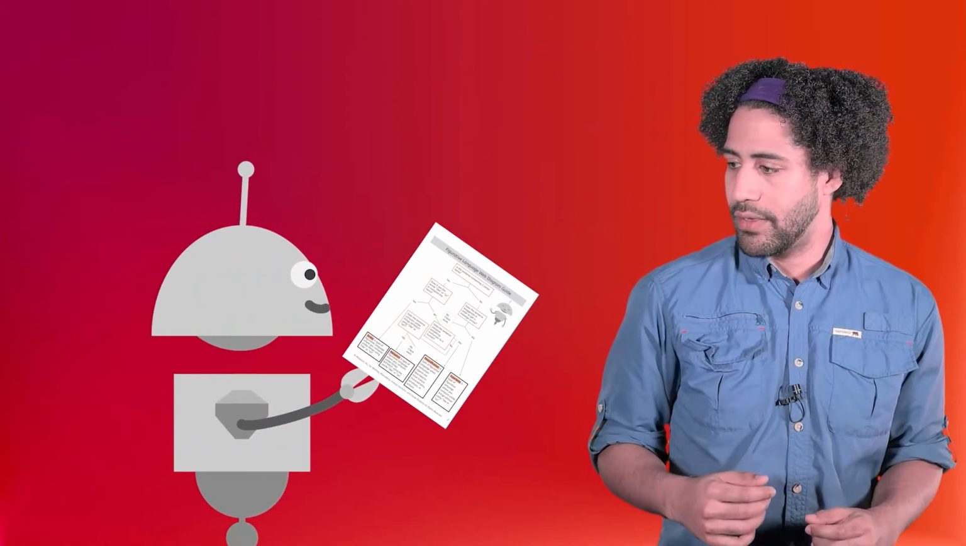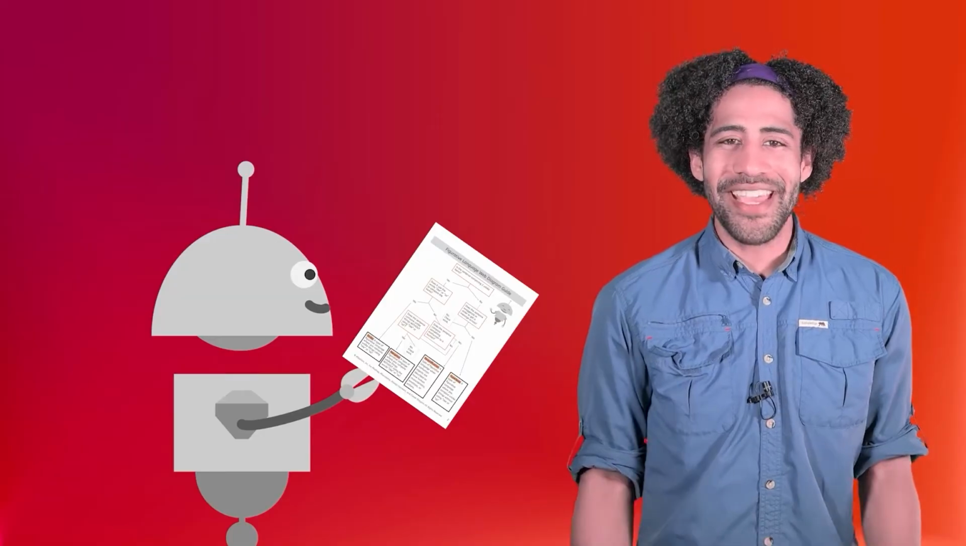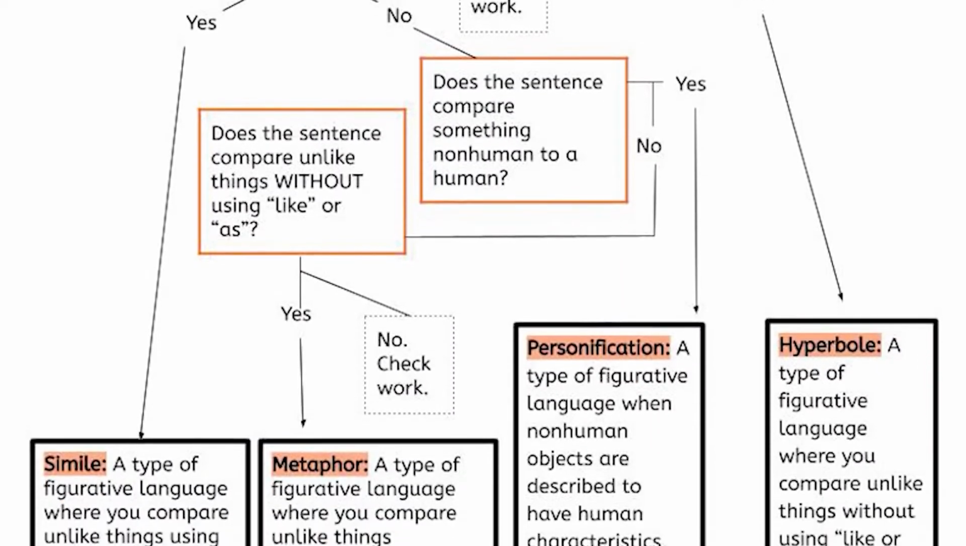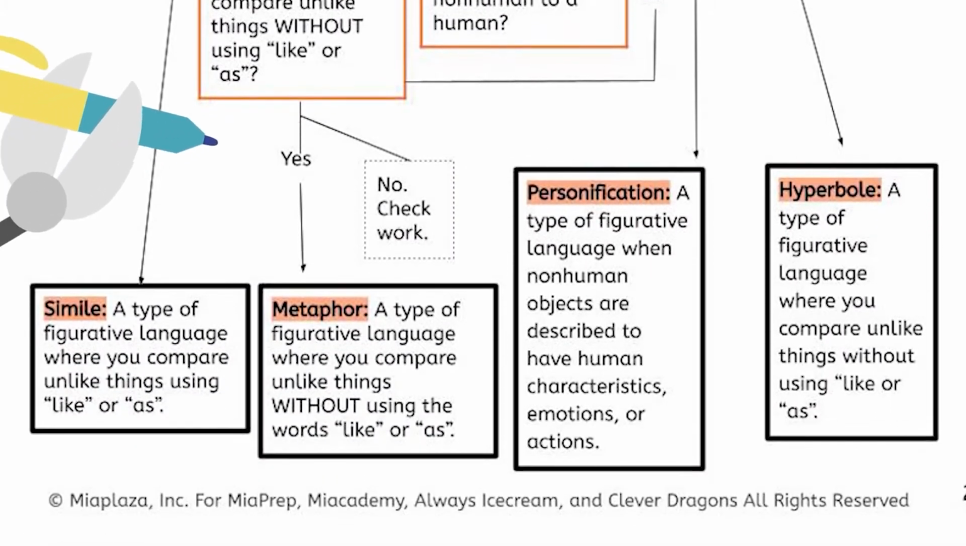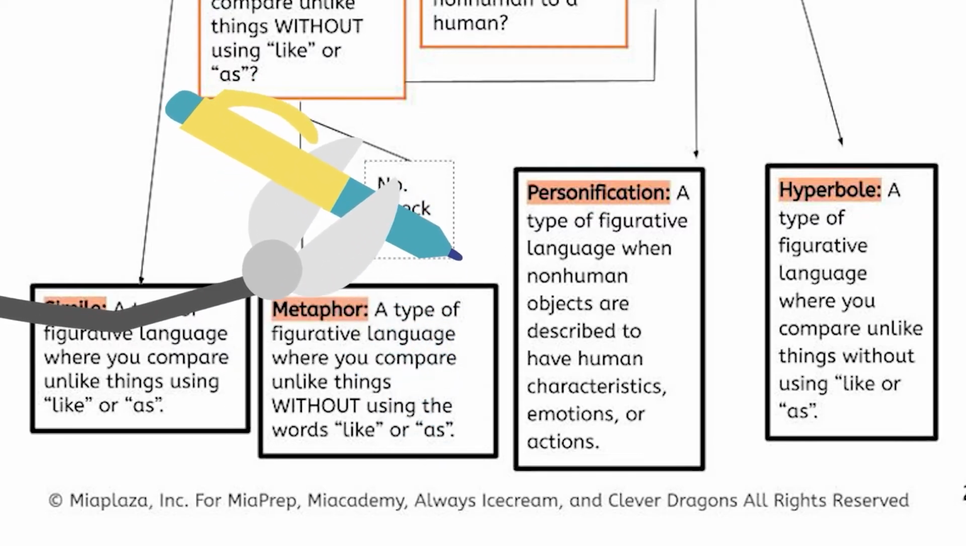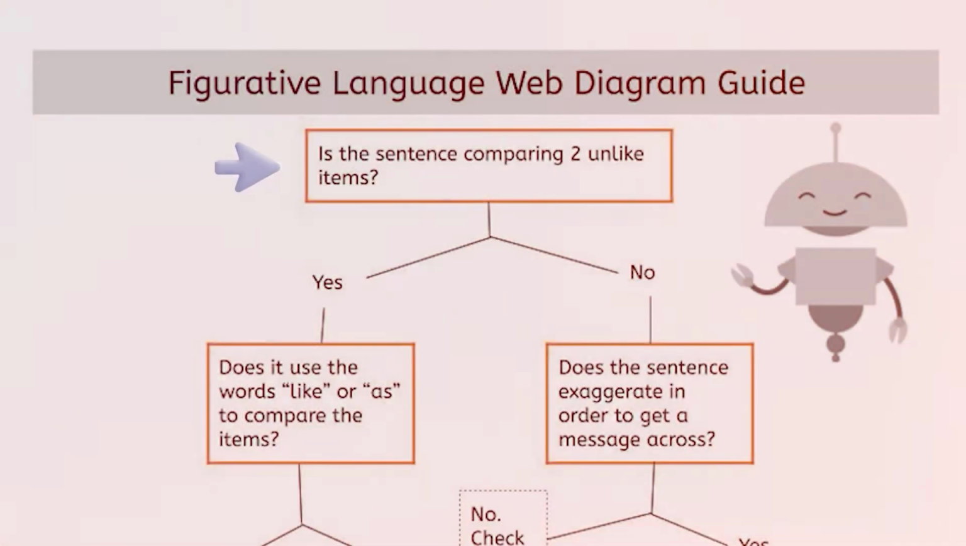What's that, Mia? Oh, wow. Thanks, Mia. Mia made this guide to help us figure out which type of figurative language this is. She also put a copy of it in your PDF, so you can refer to it later. Alright, so this piece of figurative language does compare unlike things because it is comparing an acorn to a human. This is because the acorn is described as lying and waiting as a human would do.